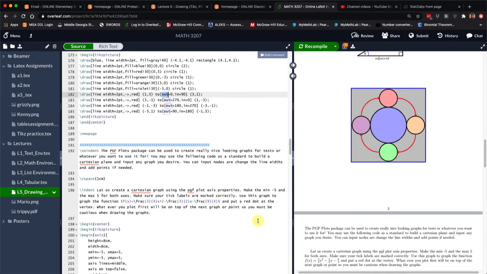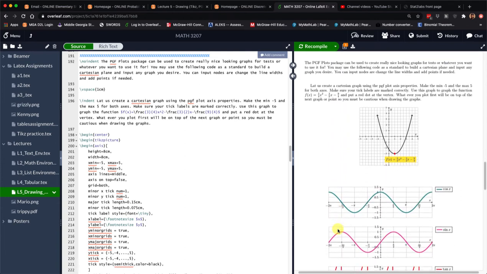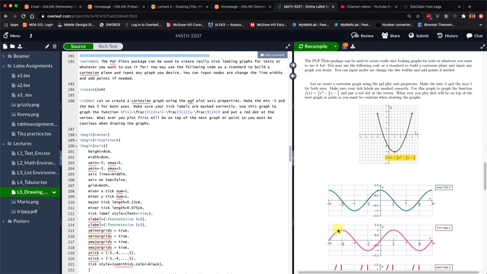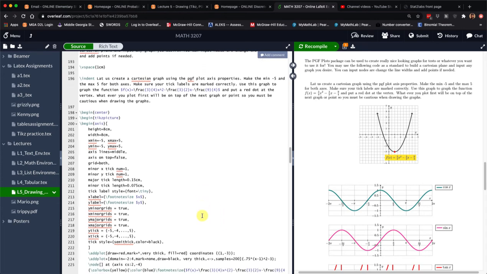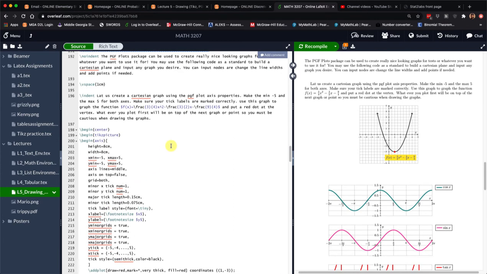So let's talk about PGFplots for a minute. PGFplots is the mechanism we use to draw nice graphs. I would use what I'm giving you in here as a template if I ask you to draw one of these things, and you can change the little things, because these are kind of like on and off switches in here. You can change all the settings within the Tikz picture with PGFplots.